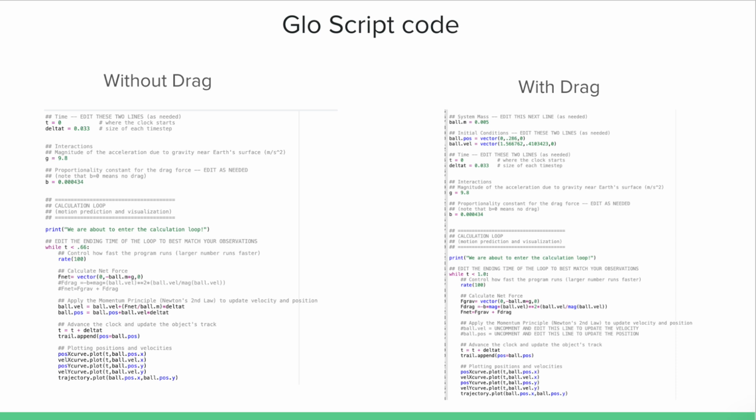This is my GlowScript code that I used to predict the motion of an object in a similar scenario to my physical scenario. The code on the left is without drag, where F net is just equal to the force of gravity. And the code on the right is my GlowScript code with drag, where drag is factored into the equation for F net.